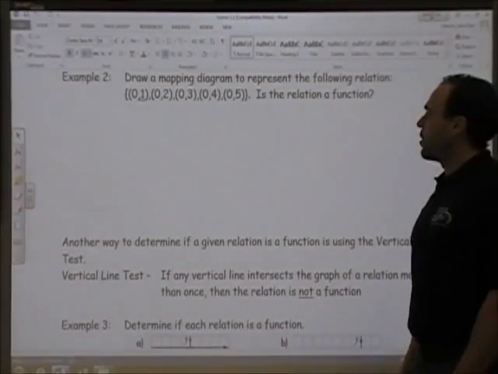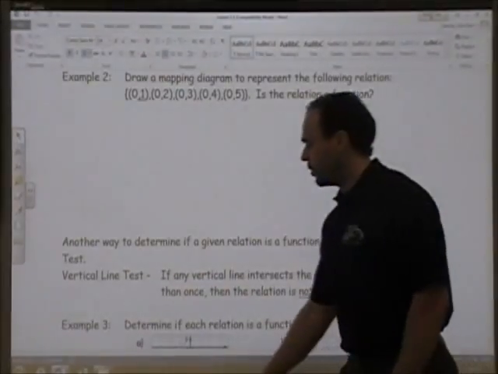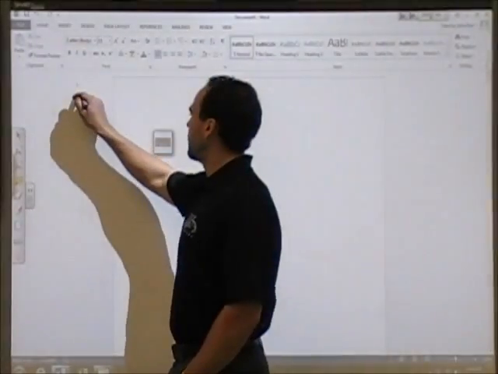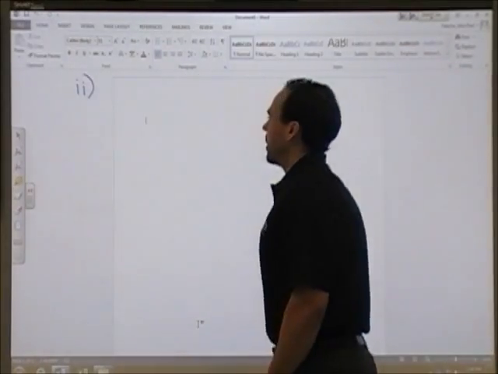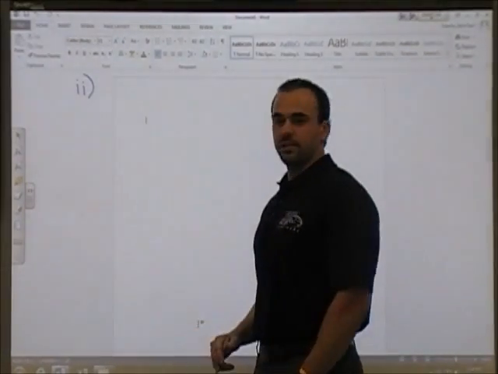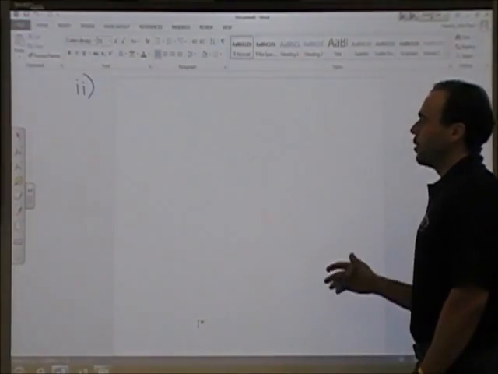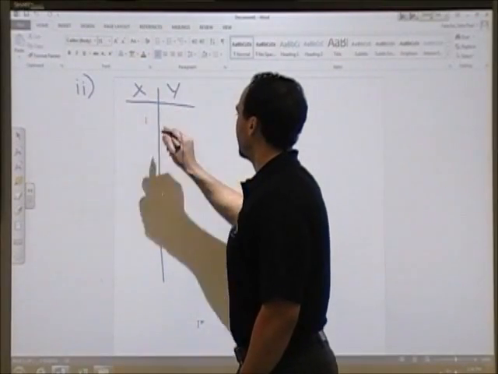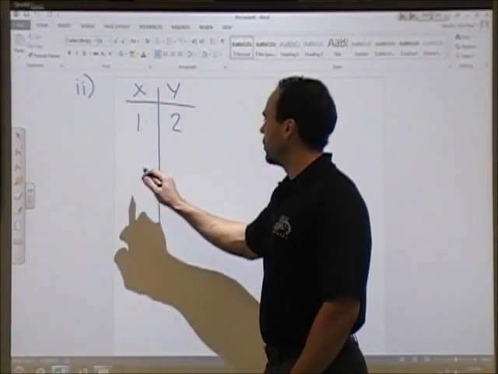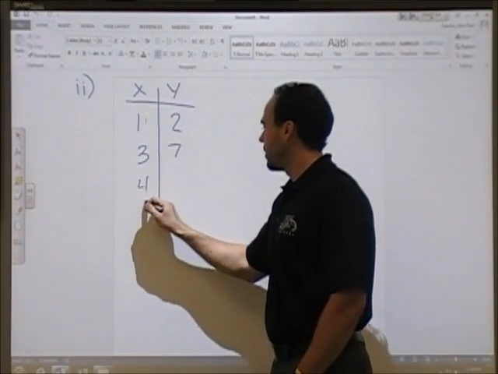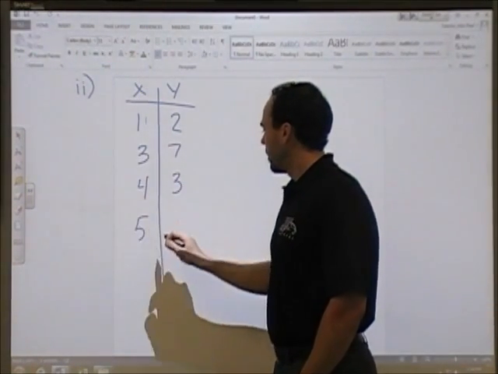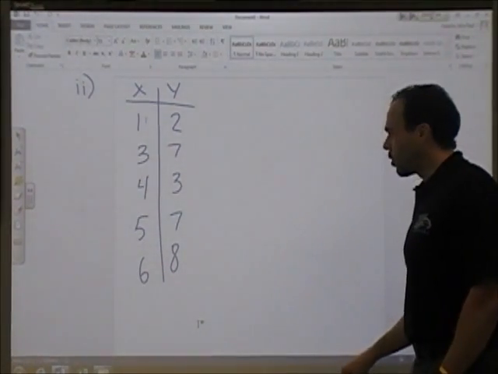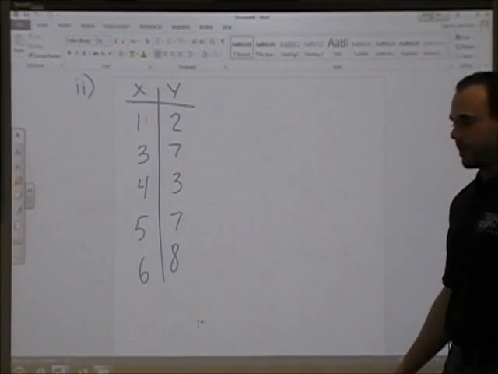So I'd like to add another mapping diagram example to example 2 to get us more familiar with the mapping diagrams. So we'll call this example 2 double I. And let's say it asks us to draw a mapping diagram of the following points, but maybe the following points are in a table of values. And you have the points 1, 2, 3, 7, 4, 3, 5, 7, and 6, 8. And it asks you to draw a mapping diagram of these points here.